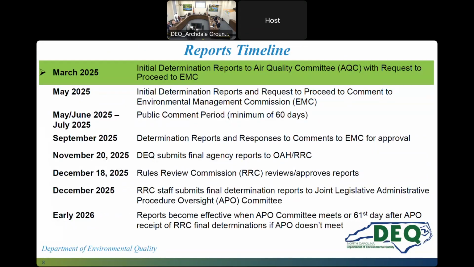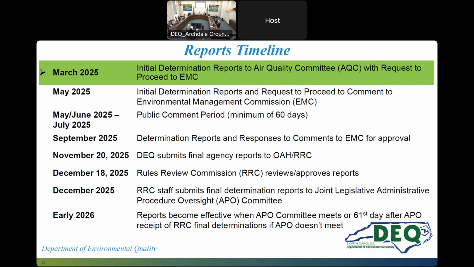So our timeline, we're at the very beginning with you all for our reports. And here we have before you those initial determination reports and a request to proceed to the EMC. We would anticipate, should you approve these reports today, that we would come to the EMC in May, hold a public comment period in the May, June, July timeframe, then take the reports and responses to comments back to you. Following that, in the September timeframe, submit a final report to OAH and the RRC by their November 20th deadline in order to meet the required Rules Review Commission meeting on December 18th and complete our first phase of this process.